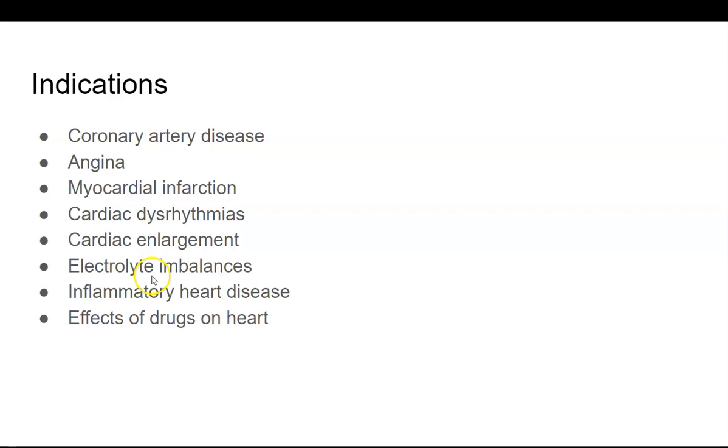In cardiac enlargement also, the ECG will show some significant changes. Electrolyte imbalances, especially potassium depletion, magnesium depletion, and calcium depletion, all will cause ECG changes, that is arrhythmias, which are noted in the ECG. Inflammatory heart diseases like endocarditis or pericarditis also give some changes in the electrocardiogram, and the effects of drugs on the heart also cause arrhythmias. So these are all the indications for electrocardiography, but for any cardiac disorder we can use ECG as a diagnostic tool.